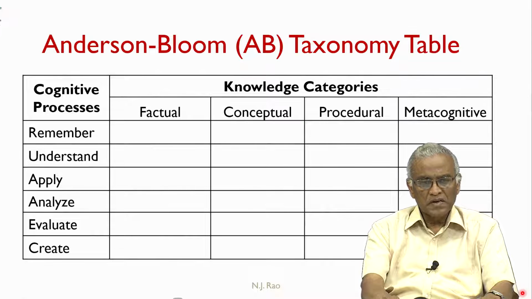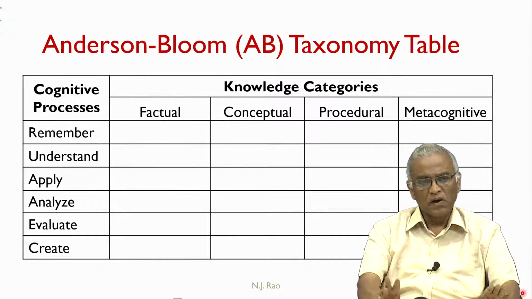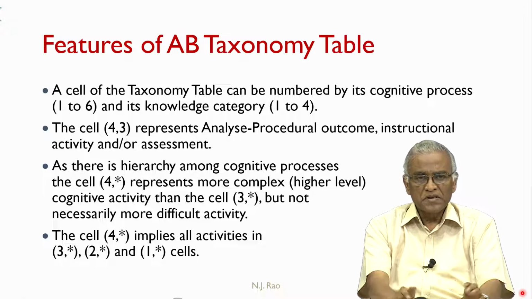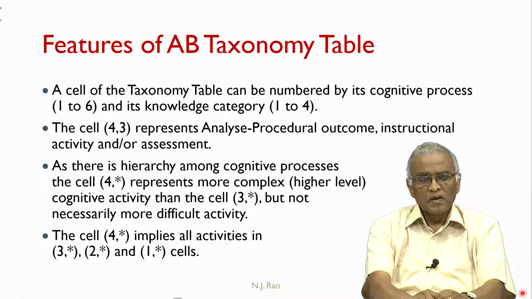There is no distinct advantage of one over the other. It is just that we felt it is a little more convenient to represent the cognitive process as a row rather than a column. And what are some features of this taxonomy table? As you can see, there are 6 into 4, 24 cells in this.